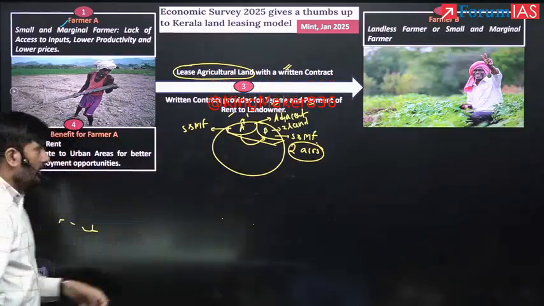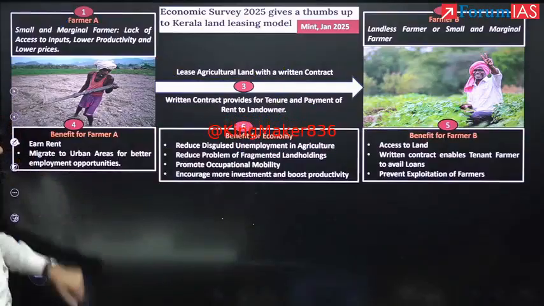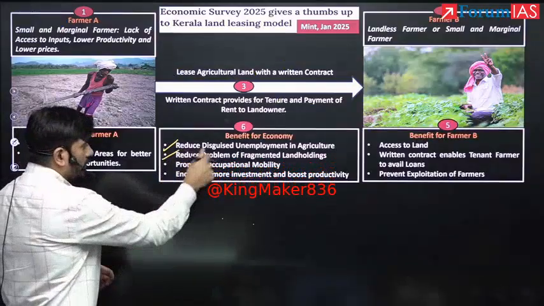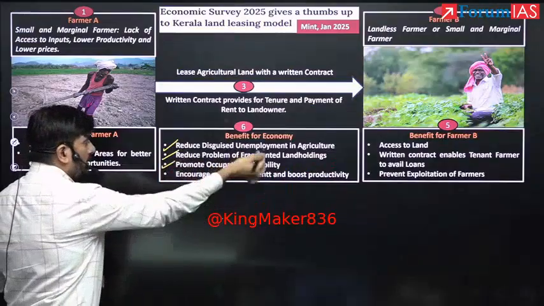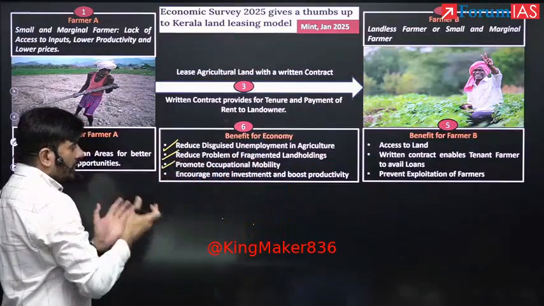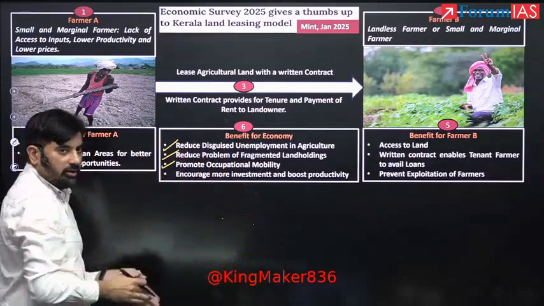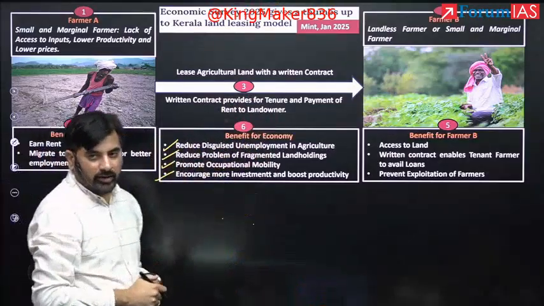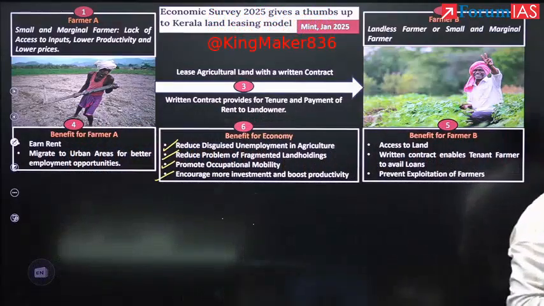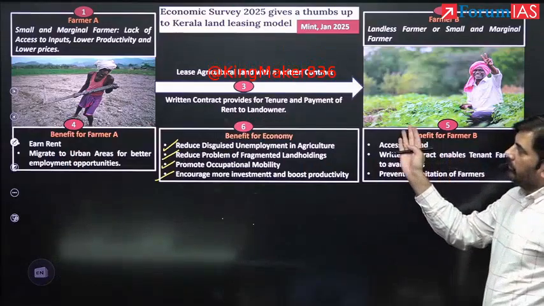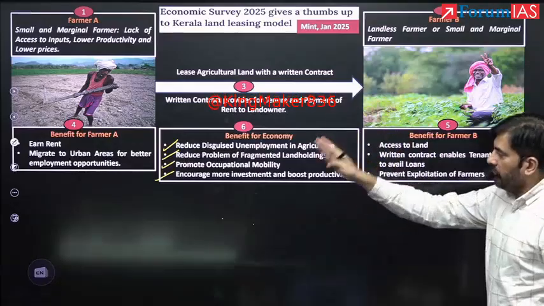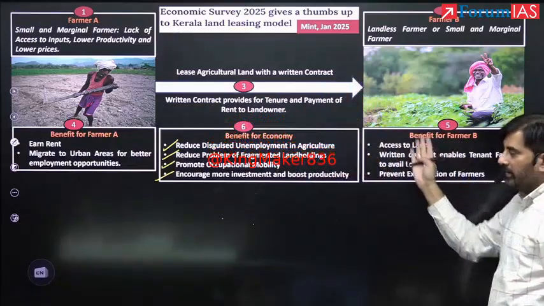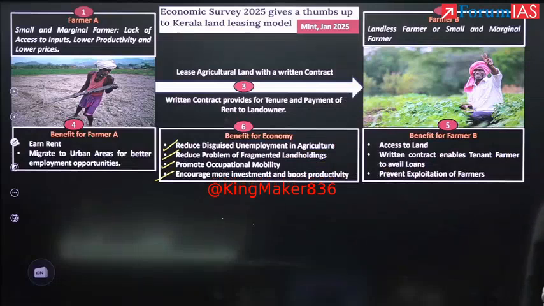I hope you understood. So as far as the economy is concerned, you can see: reduce disguised unemployment in agriculture, reduce the problem of fragmented land holdings, promote occupational mobility. Occupational mobility means people will move from one occupation to another occupation, in this case from agriculture to manufacturing, encourage more investment and boost productivity. Is that clear to everyone? That is why land leasing is considered to be a win-win-win situation. Win for the owner, win for the tenant, win for the economy as a whole. So far, so clear?